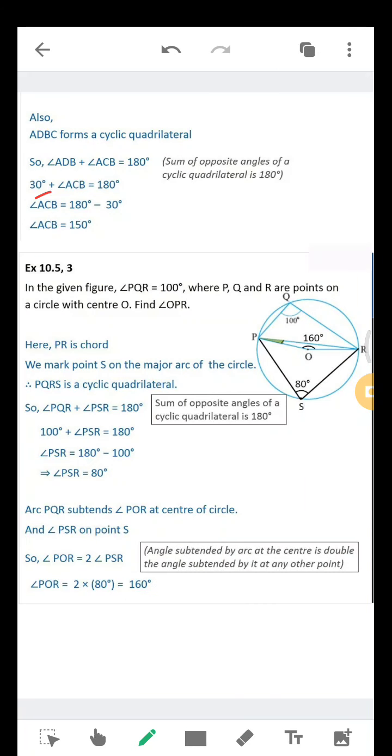Exercise 10.5, question number 3, you have to try on your own. I have solved it for you here, but you can try this third question on your own. Okay, thank you.